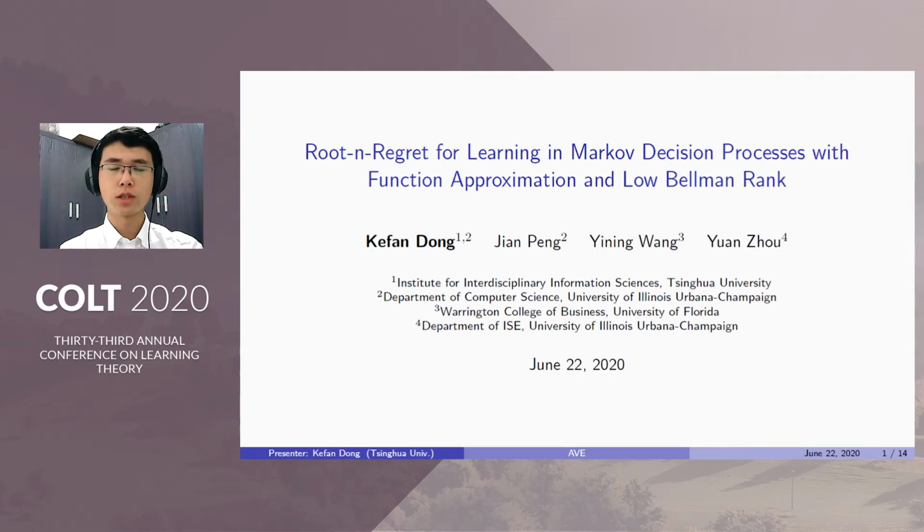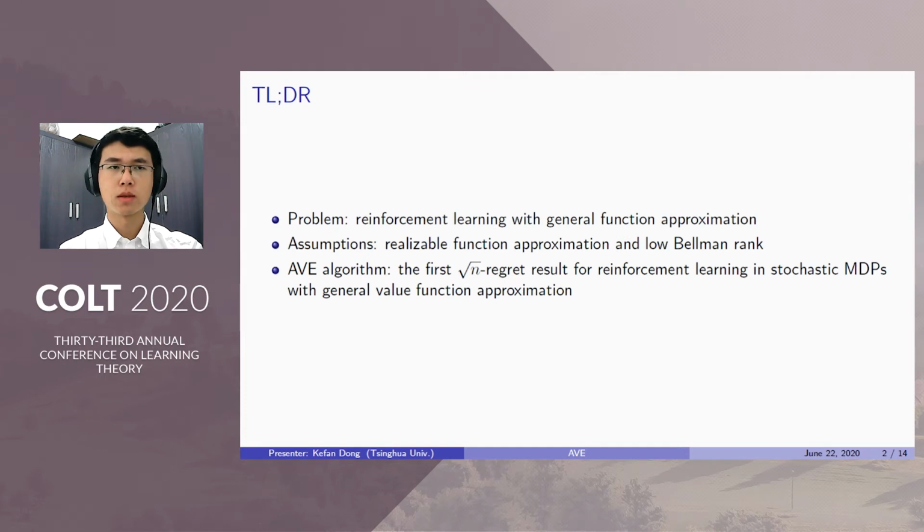Our paper is Root and Regret for learning in Markov Decision processes with functional approximation and low Bellman rank. In this paper, we focus on reinforcement learning with general functional approximation. Our algorithm is built on two assumptions: realizable functional approximation and low Bellman rank. We propose this adaptive value function elimination algorithm. To the best of our knowledge, this is the first root and regret result for reinforcement learning in stochastic Markov decision processes with general value function approximation.